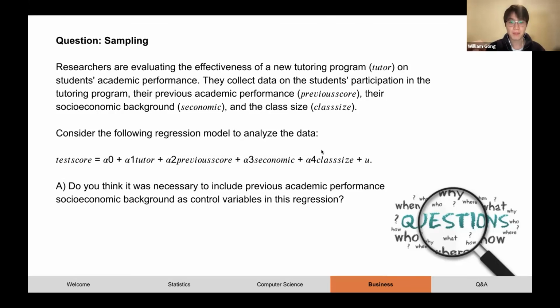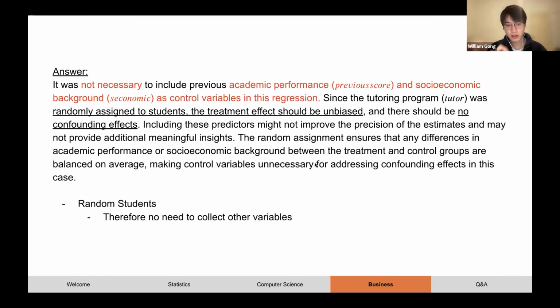Okay, so the answer is it's not necessary to include all these different variables if we randomly sample, essentially. If we randomly sample, we don't care about all these variables. And if we try and create more variables, we aren't adding to the confoundment, we aren't trying to make it better. We aren't removing the confounding variables because the variables don't matter when we sample. So essentially, the answer says, since the tutoring program was randomly assigned to students, the treatment effects should be unbiased and there will be no confounding effects.